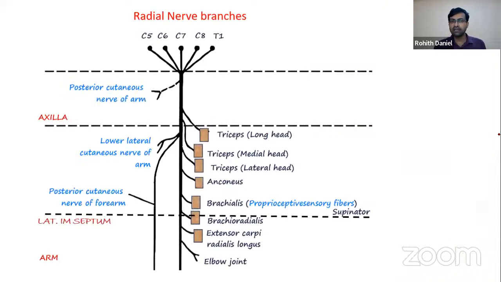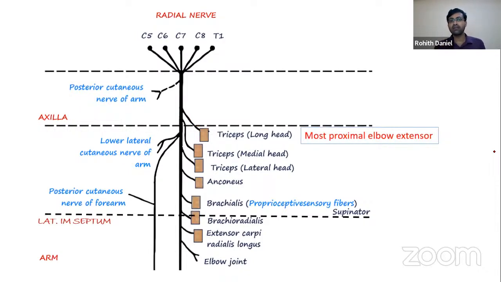Now, if you look at the branches of the radial nerve, this is also very important. There are several branches starting from the axilla till the forearm. If you look at the first branch of the radial nerve, it is given off in the axilla. This is a very important branch. This branch supplies the long head of triceps. And what is the function of the long head of triceps? Extension of the elbow. Long head of triceps causes the extension of the elbow, and this is the most proximal elbow extensor.